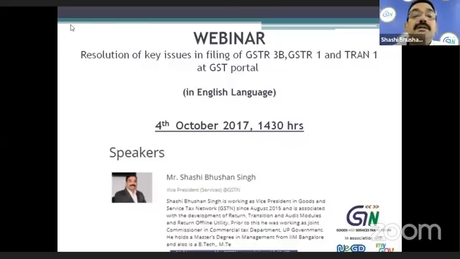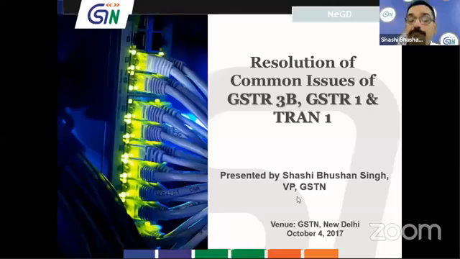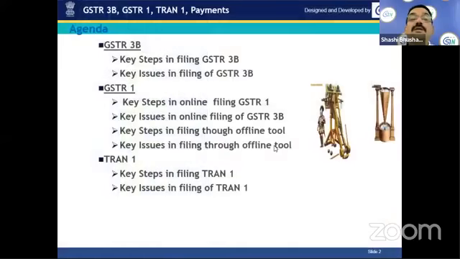This webinar will cover the agenda. To set the context, we will talk briefly about the different application softwares that are currently available on the portal. GSTR 3B, key steps, filing, key issues, and then GSTR 1, both online and offline filing, key steps and issues, and then TRAN.